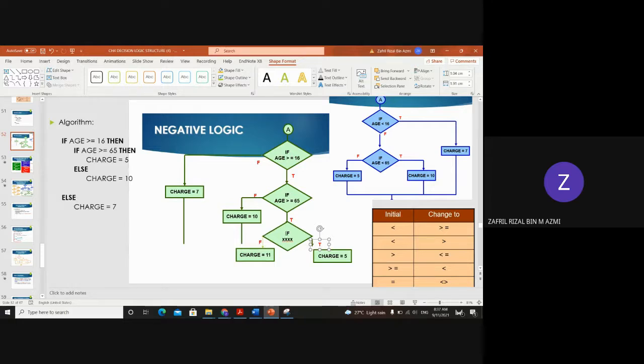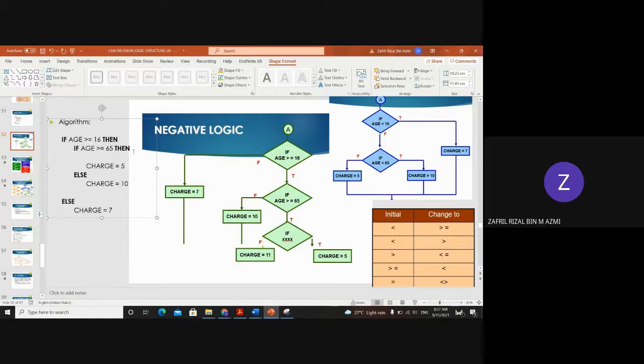Where should I put this in the algorithm? In line number what? 3. Line number 3. Okay, good. Correct. So I should put this in line number 3 because this is inside of this one. So this is 3 level nested: 1, 2, 3. So we have another line over here.